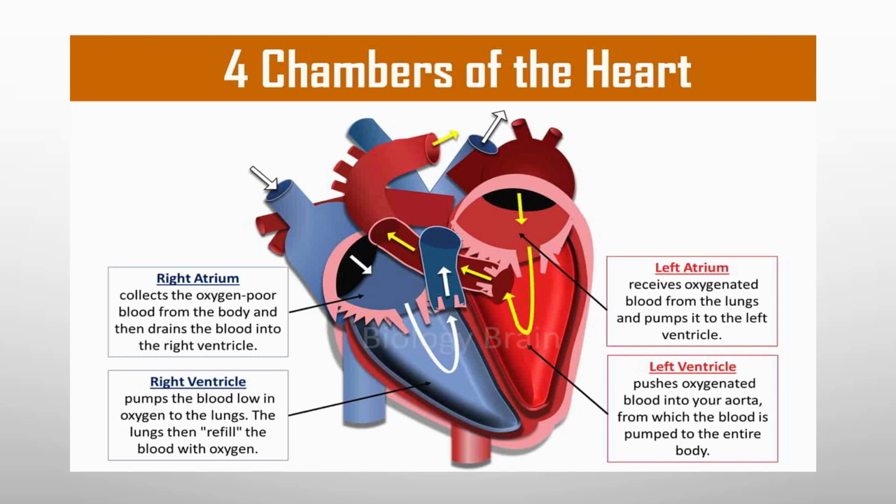Right atrium collects the oxygen poor blood from the body and then drains the blood into the right ventricle. Right ventricle then pumps that blood into the lungs. The lungs then refill the blood with oxygen.